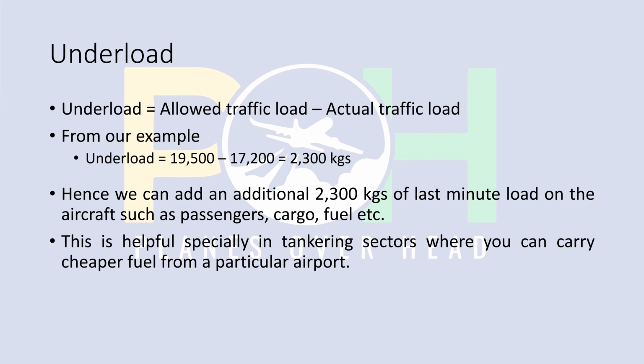Now, finally, we come to the underload formula. Underload is the allowed traffic load minus actual traffic load. From our example, underload is equal to 19.5, which was the max allowed, minus the actual, which was given to us as 17.2. So underload is 2,300 kilos. Hence, we can add an additional 2,300 kilos of last minute load on the aircraft, such as passengers, cargo, fuel, etc. Very helpful in tankering sectors where you can carry cheaper fuel from a particular airport. So the underload value will help you decide at the last minute how much more you can carry.